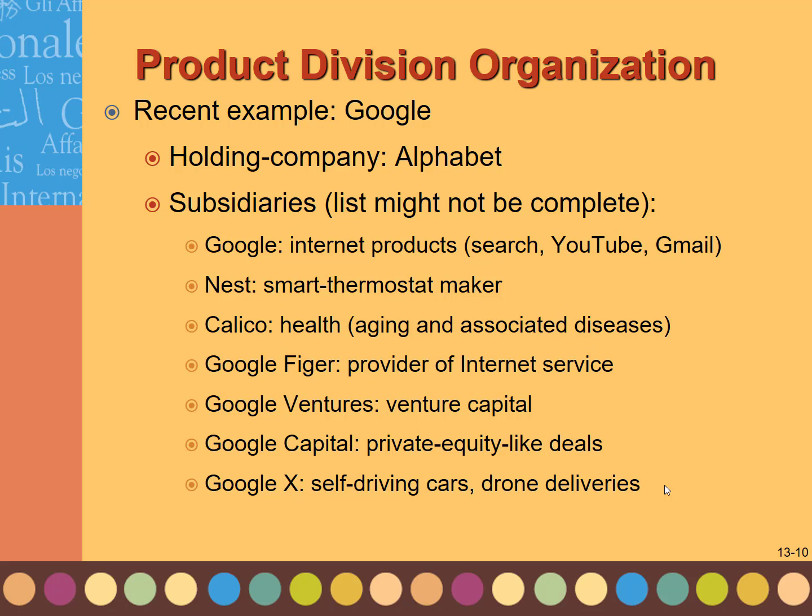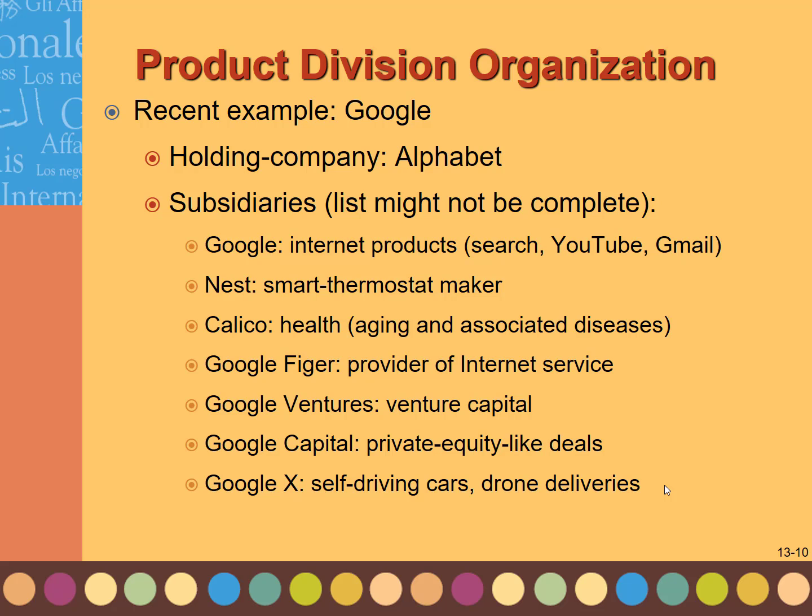All right, moving on. The product division organization. Google is the example they're going to use. If you don't already know, the name of Google really isn't Google, it's Alphabet. Google is a subsidiary, a part of Alphabet. Then you also have Nest, Calico, Google Ventures, Capital, and Google X. These are all the different companies under Alphabet.